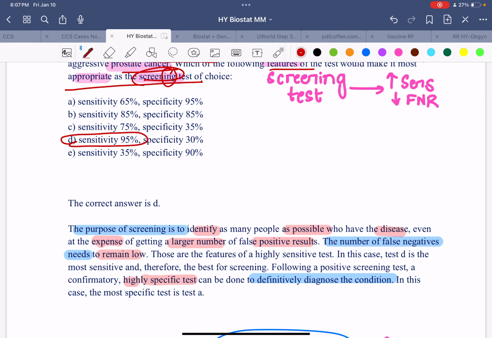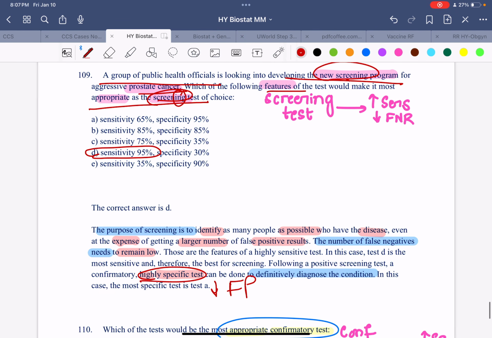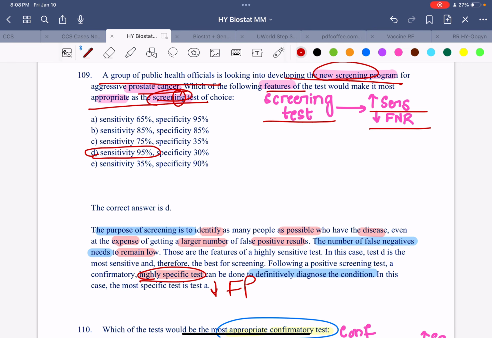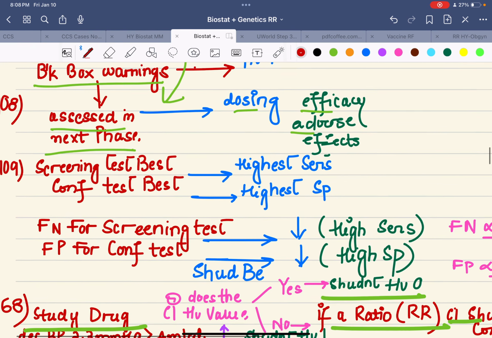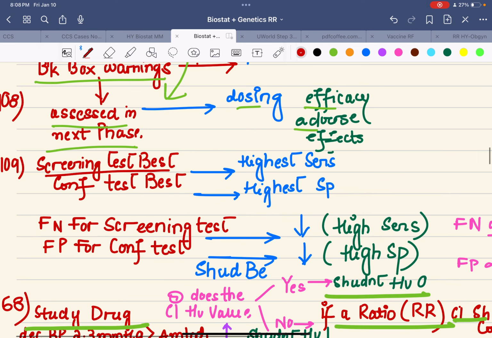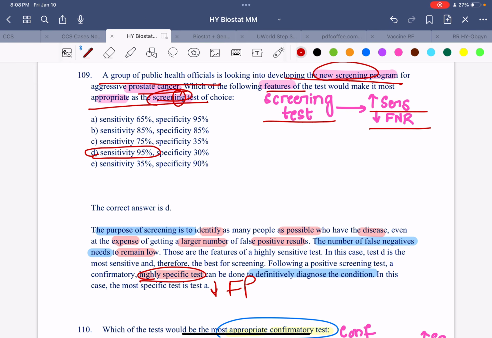We just want to keep the false negatives low, and we are not concerned about the false positives, because once we have the diagnostic test, the diagnostic test will have high specificity and low false positives, so it will eliminate all the false positives. So a screening test should have high sensitivity and a low false negative rate. A best confirmatory test should have high specificity and a low false positive rate. The false negative rate for a screening test should be low, and the false positive rate for a confirmatory test should be low, because their sensitivity and specificity are higher.